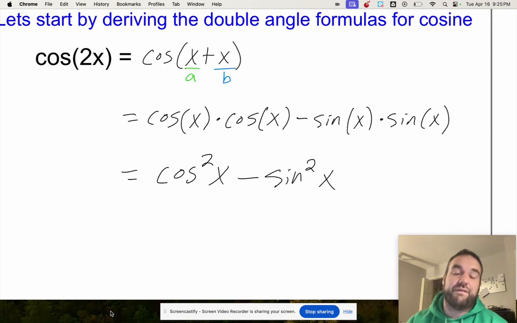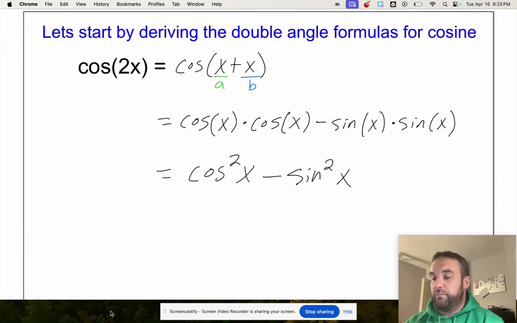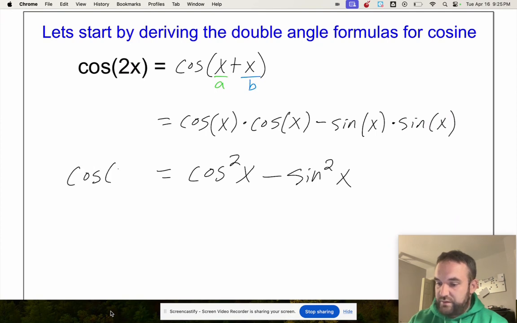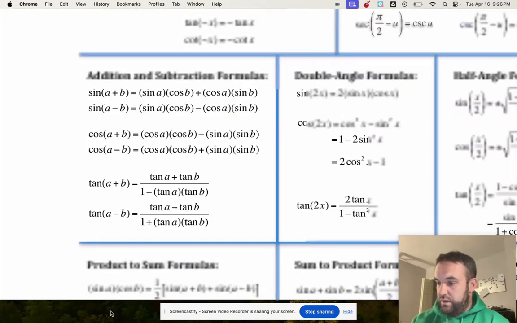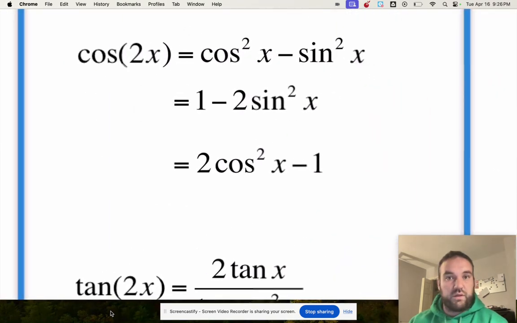So what I've done is the argument of cosine went from being 2x to essentially being the same as cosine squared minus sine squared. And that is not equal to 1, okay? But one thing I can say is that the cosine of 2x is equal to cosine squared of x minus sine squared of x. And if I go back to the trig formula sheet, you will see that shows up right there.